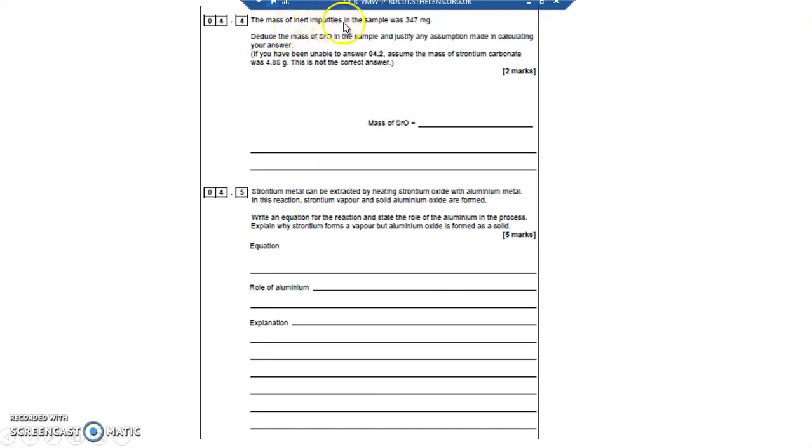The mass of the inert impurities in the sample was 347 milligrams, or 0.347 grams. To turn milligrams into grams, remember you divide by 1,000. Deduce the mass of SrO in the sample and justify any assumption made in calculating your answer. So I've got 6.26 is the original mass of the ore. Subtract the mass of the impurities.